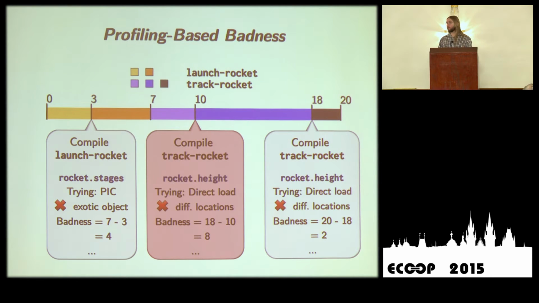Then for the first version of track rocket, that version started executing at time step 10 when it got compiled, and executed until time step 18, and therefore has a badness metric of 8. And the second version of track rocket, on the other hand, only ran for 2 seconds, and therefore has a lower badness score. And so what's happening here is that we've identified that the near miss in the middle is the one that's most likely to be affecting program performance negatively.